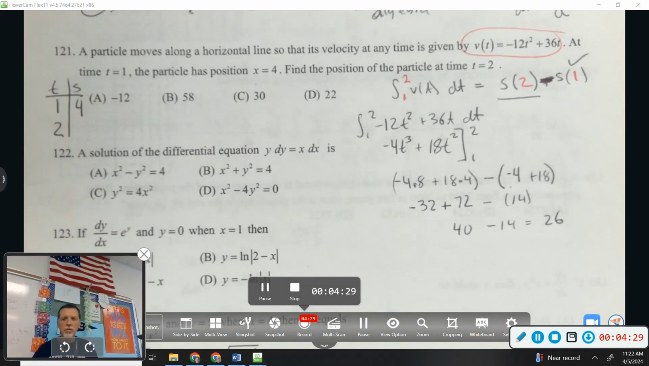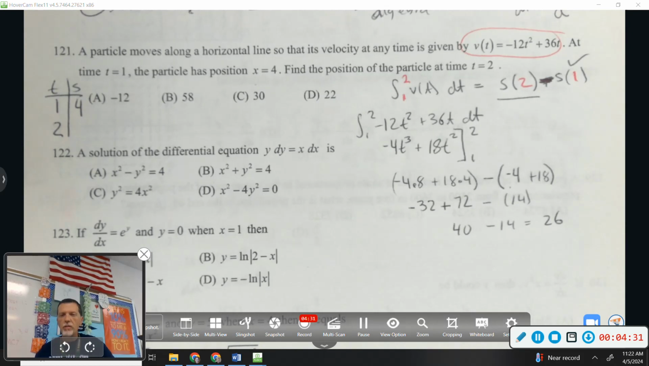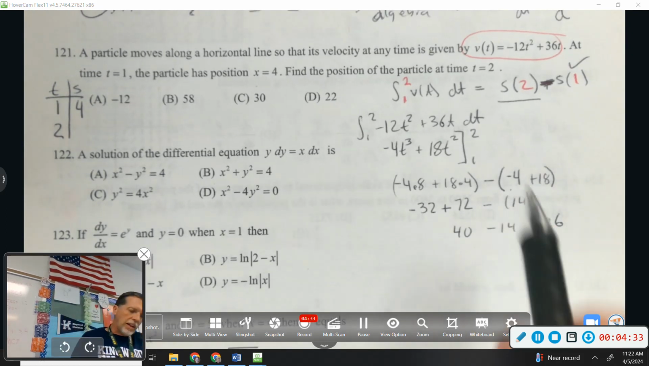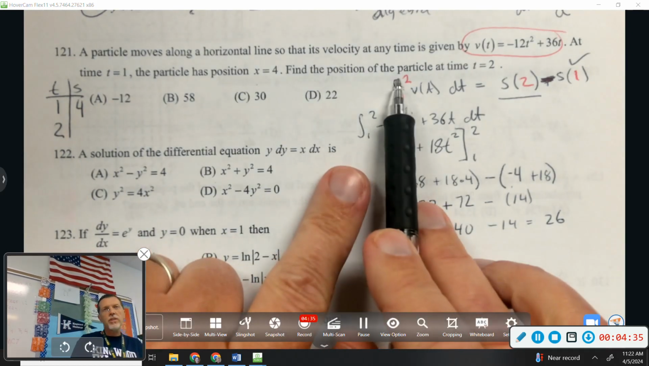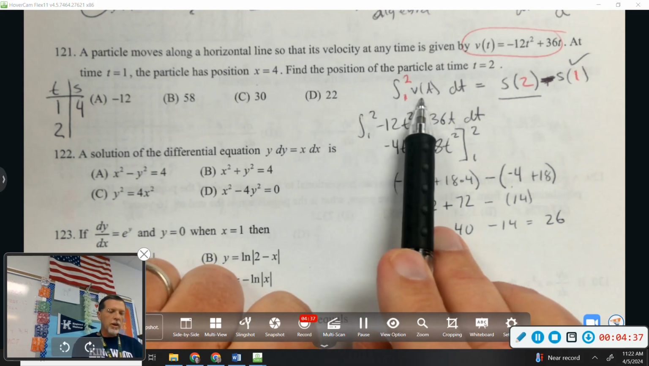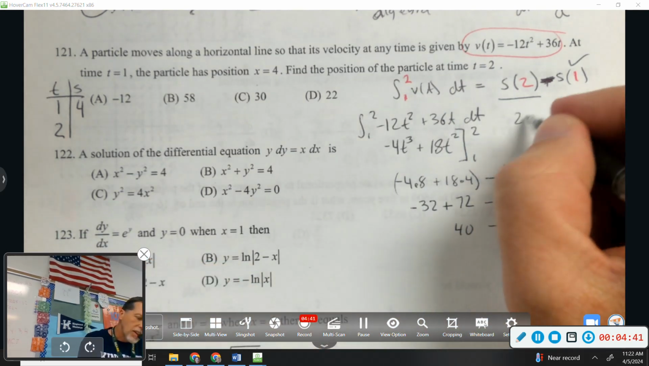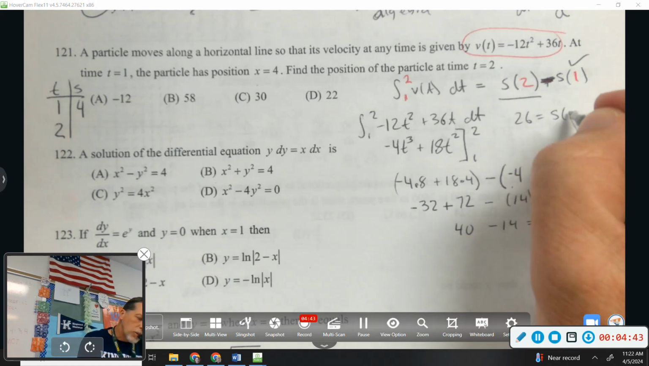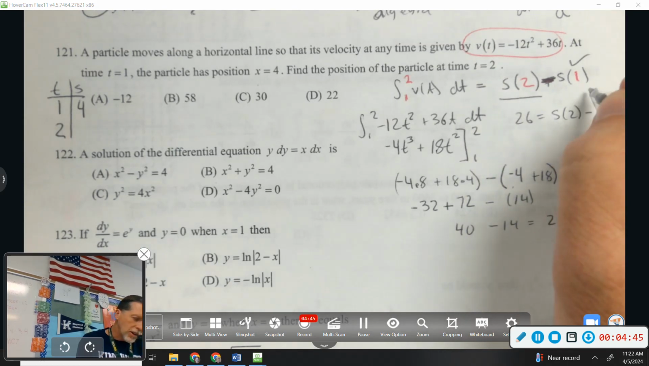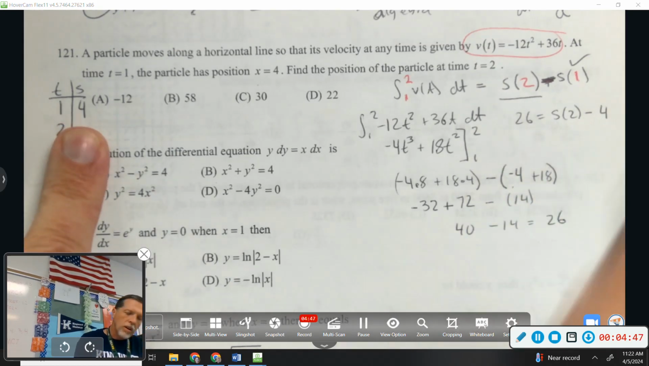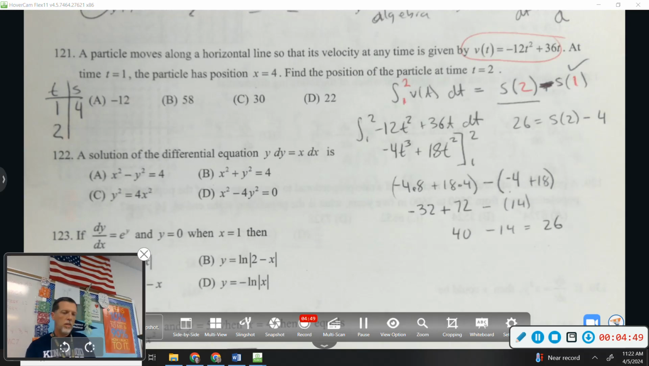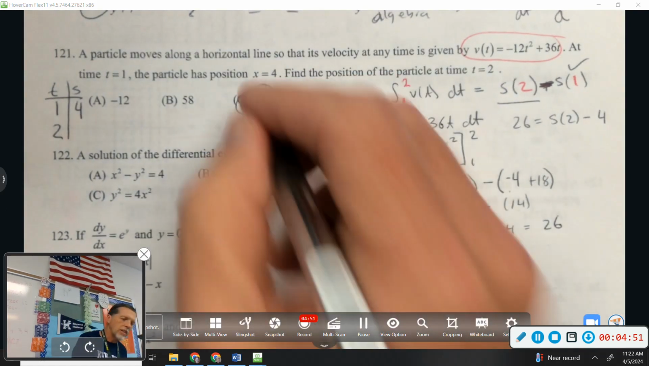I was kind of surprised that wasn't one of the answer choices. It's not right, but that's how far it changed from 1 to 2. If you integrate a rate, you get an amount. So we changed by 26. S of 2 is what we want. S of 1 is 4. So add 4 to the other side and get 30.